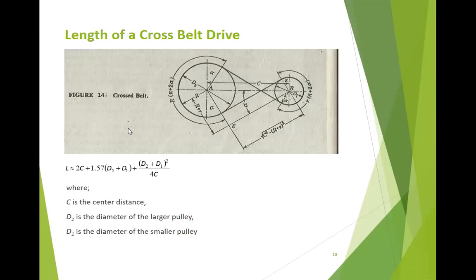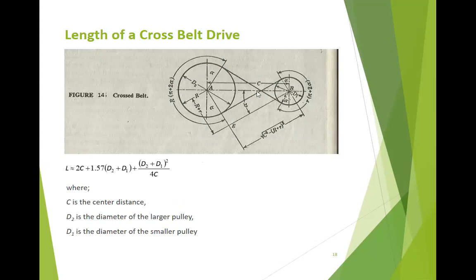There are two kinds of belt installation. This is for flat belts only. We have another one, the cross belt. So the length of the cross belt is approximately 2C plus 1.57 times D2 plus D1 plus D2 plus D1 squared over 4C. Same symbols.